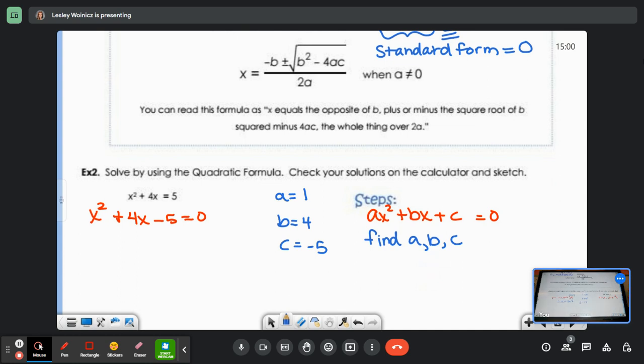Okay. So now we just have to plug everything in. These are the x's that make y equals 0. So these are our x-intercepts.